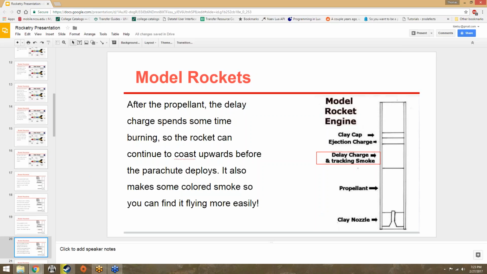So the delay charge is there just to burn and not really do anything, but take its time burning before we deploy the parachute. In addition, a lot of times these things burn with a colored smoke of some sort, so that you can see your rocket more easily once it is flying around up in the air. So it serves a dual purpose.